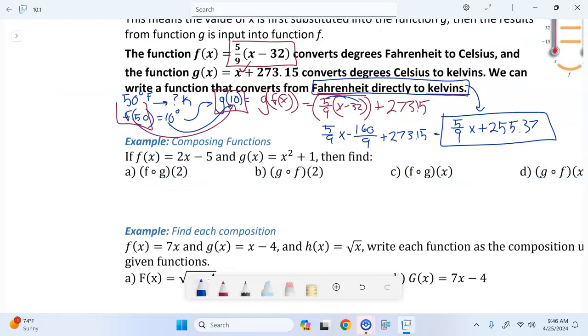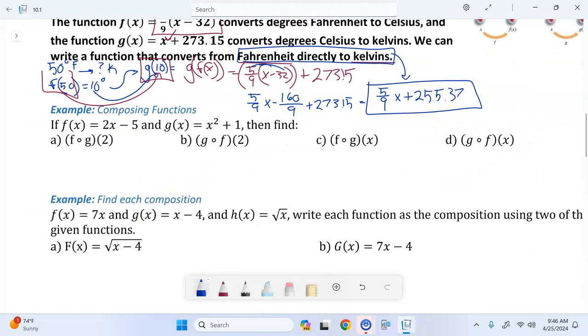All right, so we start with f of g of 2. And what this says is, let's take g of 2. G of 2 is going to be the input into f. We need to figure out what g of 2 is. Well, how do I take g of x and solve for g of 2? Plug in 2. 2 squared plus 1 equals what? 5. Now 5 is g of 2.